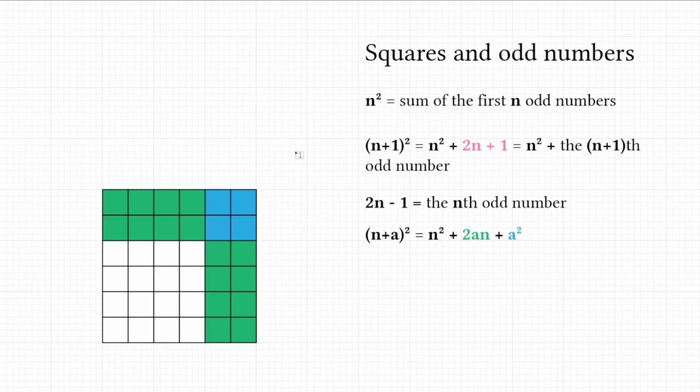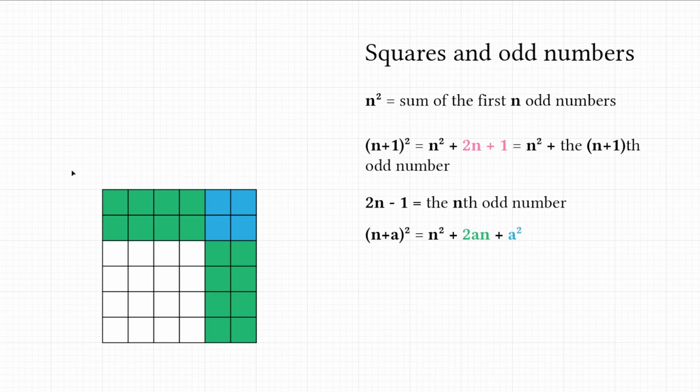And again, this formula is taught in school, but it's not always that you're shown a visual explanation of this formula. Where do those things come from? Why a squared? Why 2an?